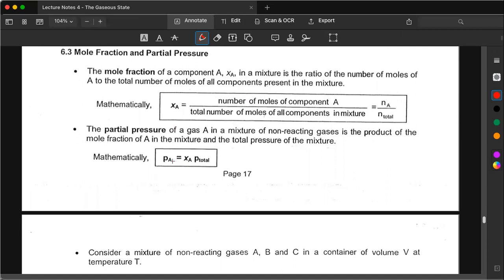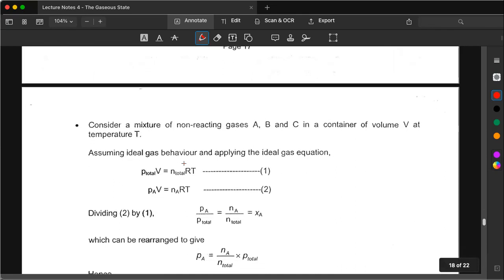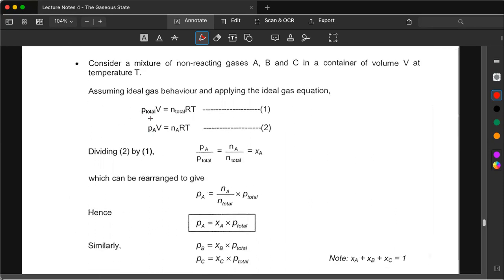So if we want to find the pressure of a gas, we take the mole fraction multiplied by the total pressure. Now consider a mixture of non-reacting gases A, B, C in a container of volume V at temperature T. We assume ideal gas behavior and apply the ideal gas equation, PV equals nRT. This one is for the total pressure, and this one is for the individual gas A.